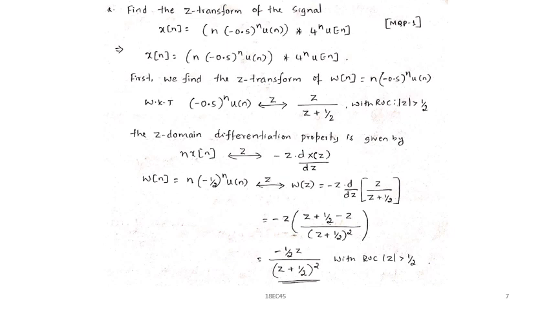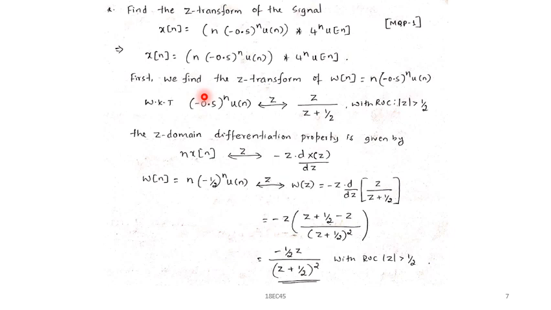Okay, first you find the Z transform of w of n. I'll take this as w of n, the signal. Anything you can consider, you can use it as x1 of n, or x2 and so on. Here I have taken it as w of n, which is equal to n into (-0.5)^n u of n. Okay, first I will take the z transform of this.